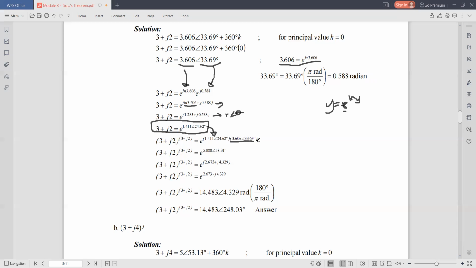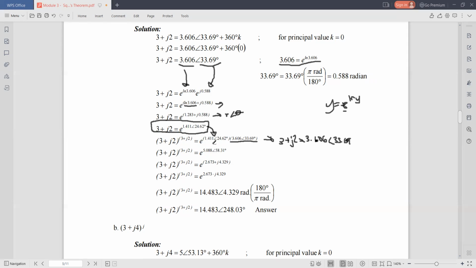Tapos ito yung exponent, from polar form to exponent na 3 plus j2. So dito pala siya galing. 3 plus j2 is equal to 3.606 angle of 33.69. Okay, kaya pala.